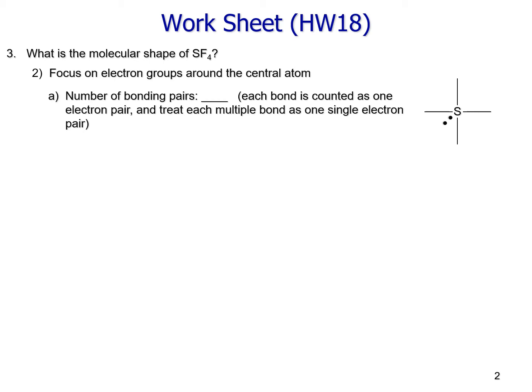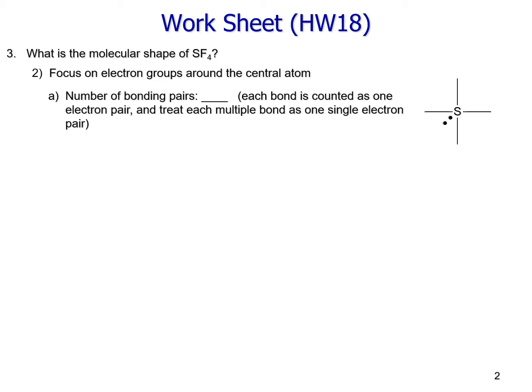First, let's count the number of bonding pairs. When we talk about bonding pairs, it doesn't matter whether that is a single bond or double bond or triple bond. As we see here, even if we had a triple bond, it still occupies one side of this sulfur chemical symbol. That means they share the same space. So we treat such a bond as one electron group. That is critical for us to count the number of bonding pairs correctly when we try to answer the shape of the molecules using the VSEPR model.